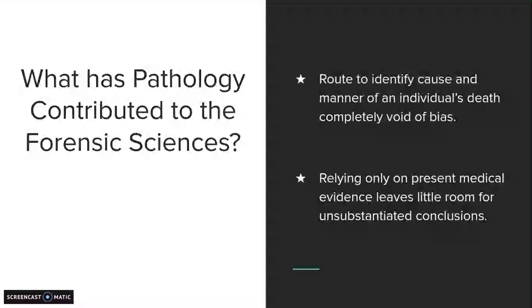What has pathology contributed to the sciences? Forensic pathology has contributed to the forensic sciences in countless ways, but perhaps it is most easily acknowledged in the way that it provides a route for positively identifying the cause and manner of an individual's death that is completely void of any bias. Strictly relying on the medical evidence present leaves little room for opinionated or unsubstantiated conclusions. A current example of this can be seen in Senator Richard Pan's Senate Bill 1303.